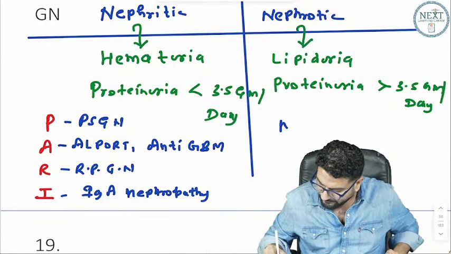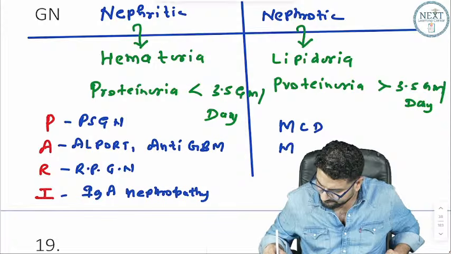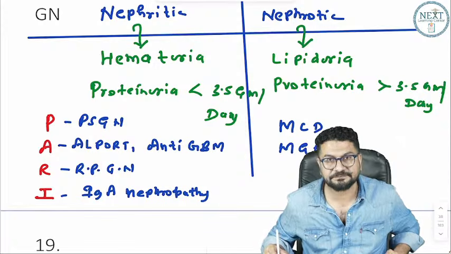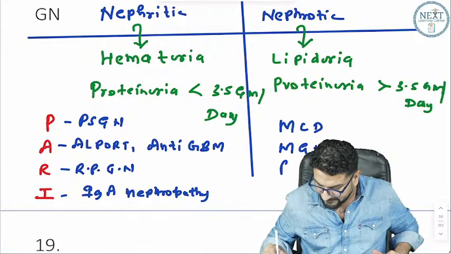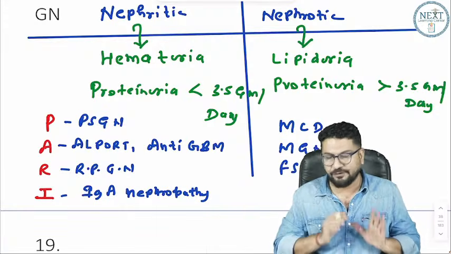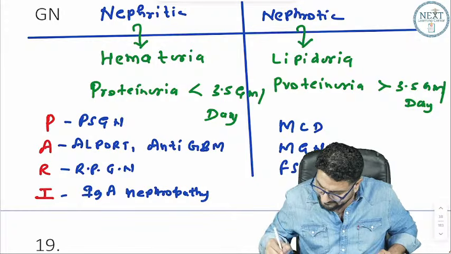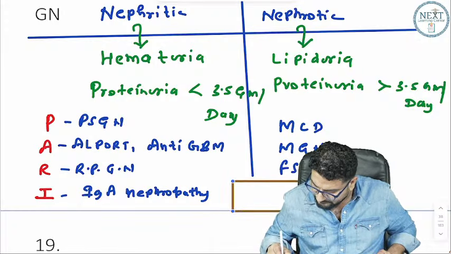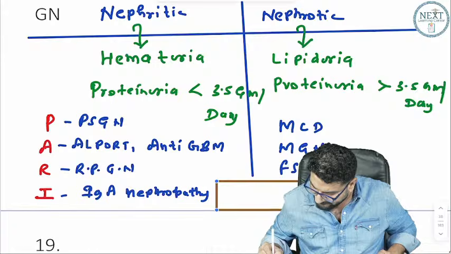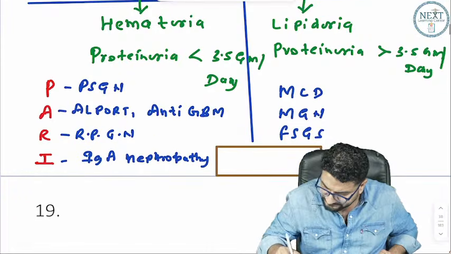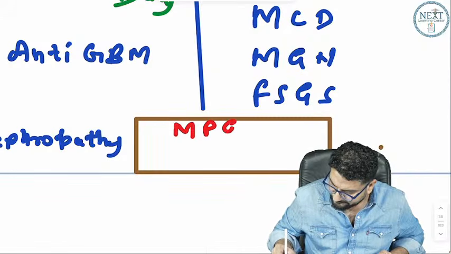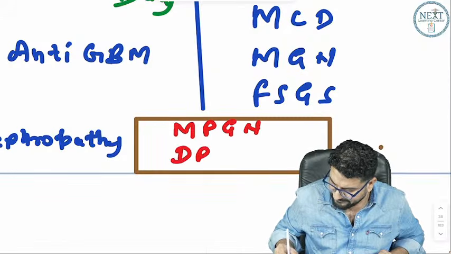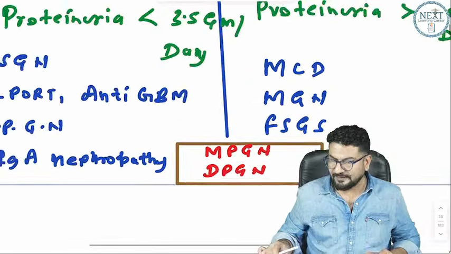Now understand this thing. Nephrotic. What we have in nephrotic? We have MCD, minimal change disease. We have MGN, and we have FSGS. So these are purely nephrotic. Then remember there are two conditions which will have features of both nephritic as well as nephrotic. What are these two conditions? One is your MPGN, second is your DPGN. DPGN is also called as lupus nephritis.